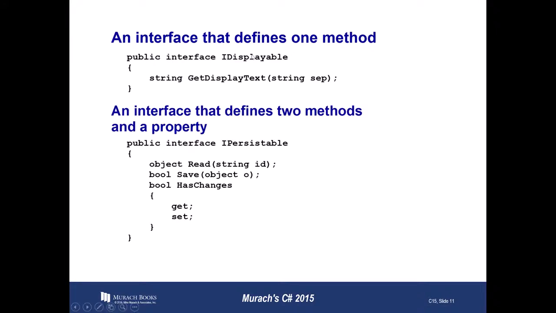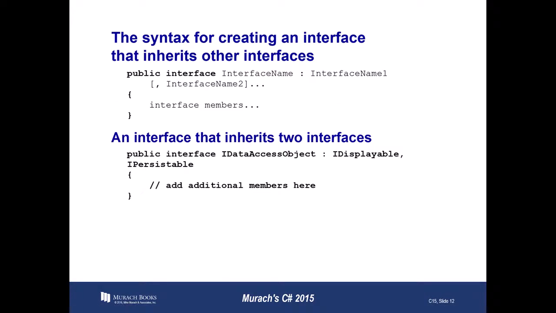So for example, an interface that defines one method, we have public interface IDisplayable. And then from IDisplayable, we implement one method called GetDisplayText with a semicolon, because we're not going to provide an implementation until we implement it on our class. Interfaces can also inherit from other interfaces, which we won't be doing too much in this class. It's not very common for interfaces to inherit from interfaces.